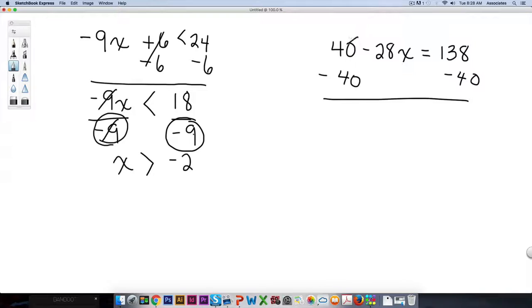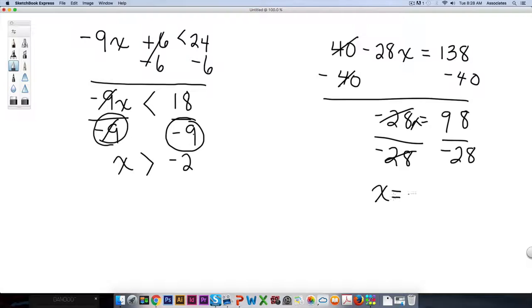So I get these cancel. I get negative 28 equals, do the math, 98 if I did the math right. Now I lost my x. Don't lose your variables. People will make fun of you if you lose your variables. So I'm just going to double check. I'm going to divide both sides by negative 28. It's an equation, so I don't have to make sure anything flips. These cancel out. I get x equals negative 98 over 28.